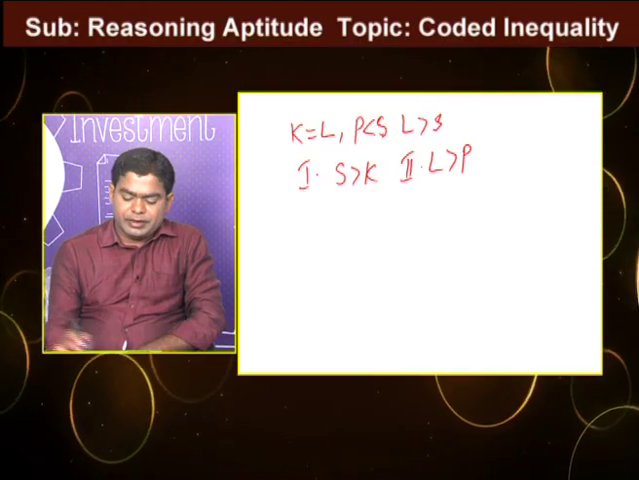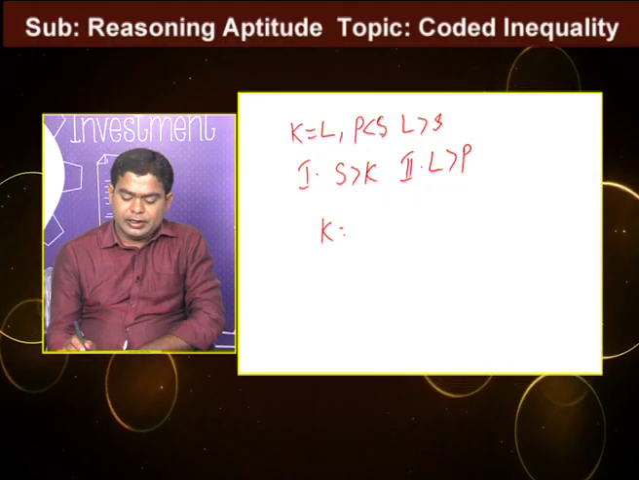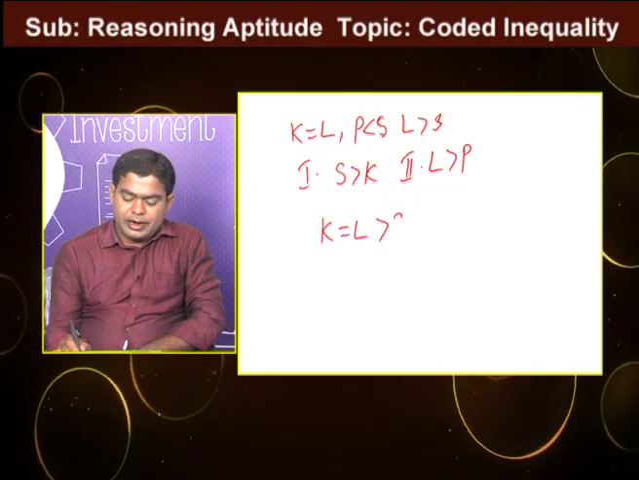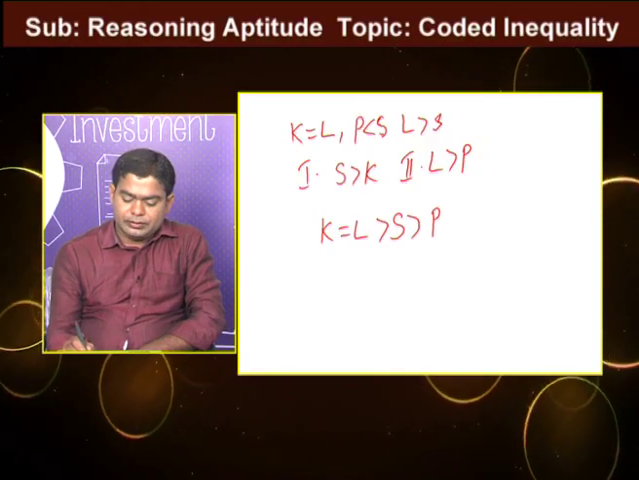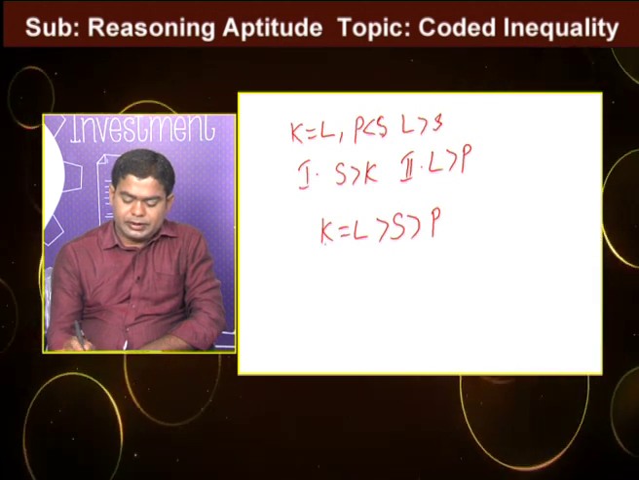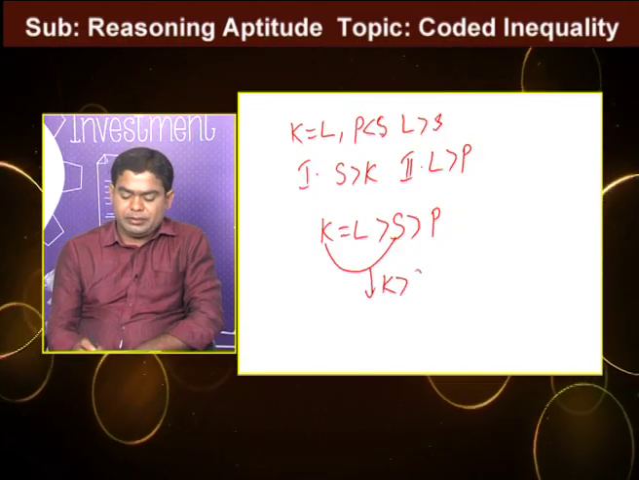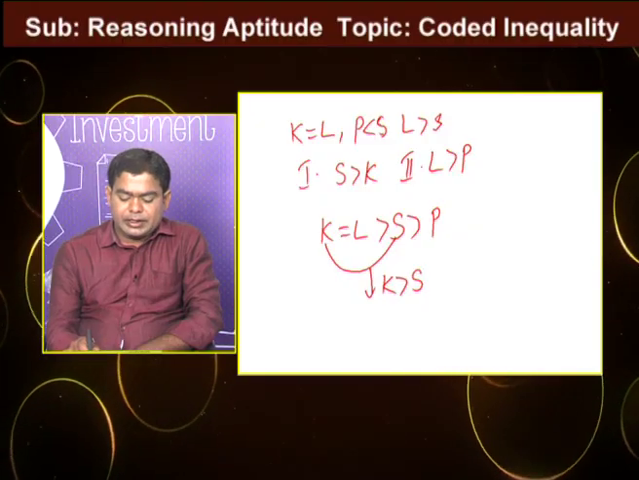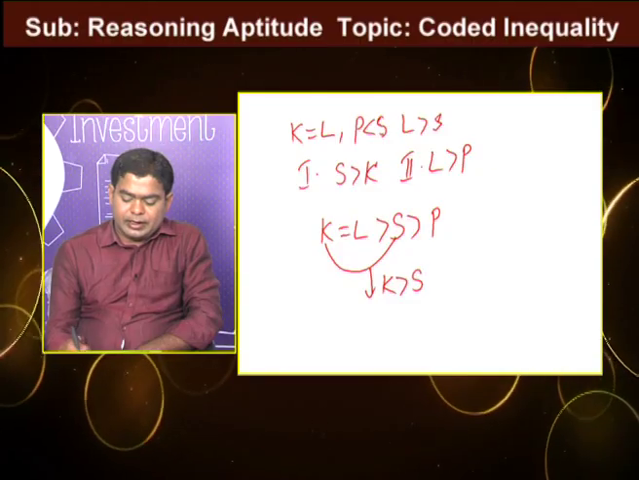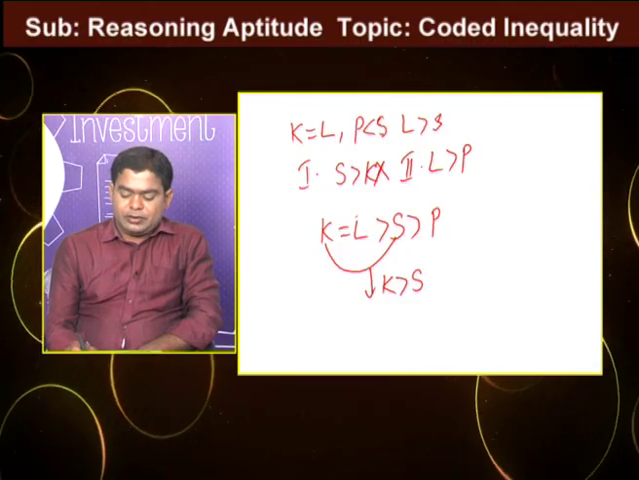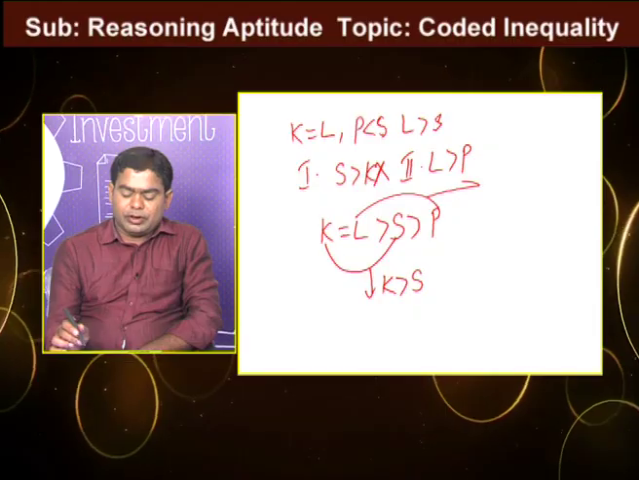First of all, we combine the given statement. K equal to L, L is related with S, L greater than S. Again S is related with P, and here the arrows are towards the S side. This is the combined statement. In this combined statement we verify the relation between K and S. We get K greater than S. But conclusion 1 says S greater than K, so the arrows are opposite. Both are opposite, that means conclusion 1 does not follow.